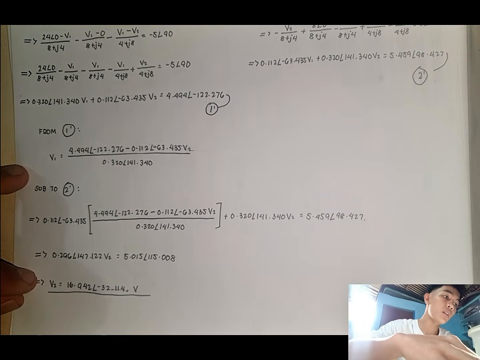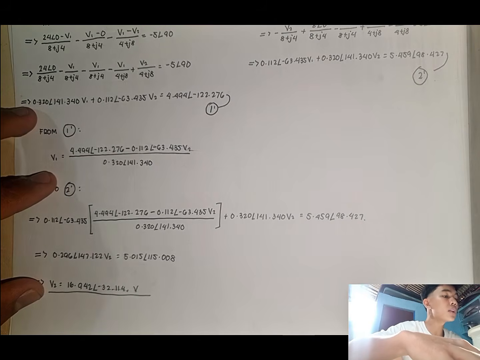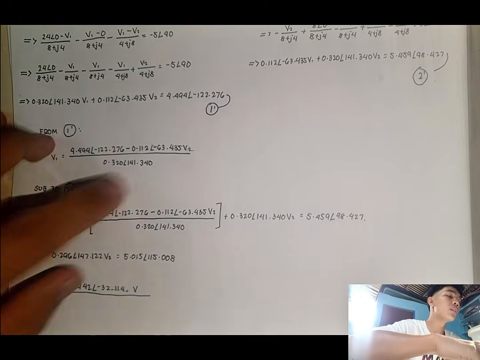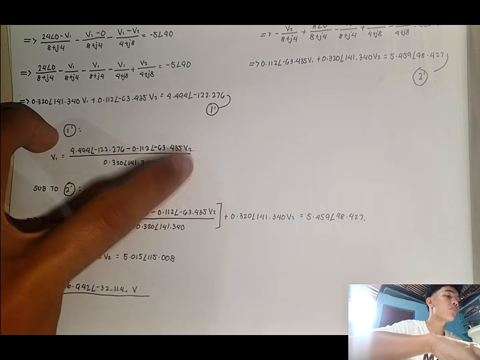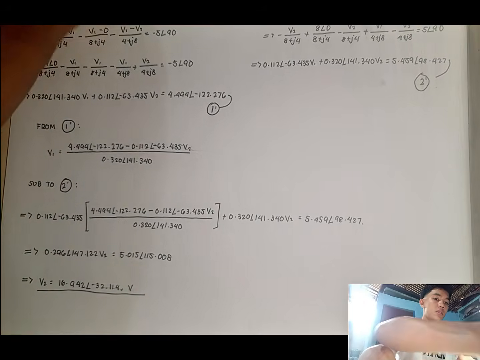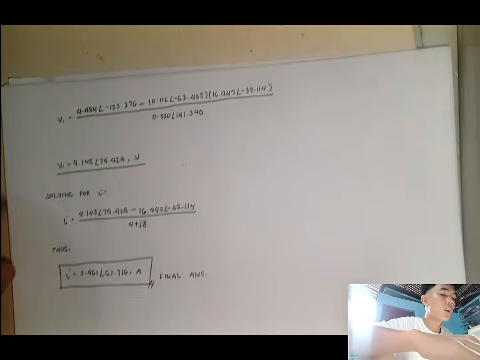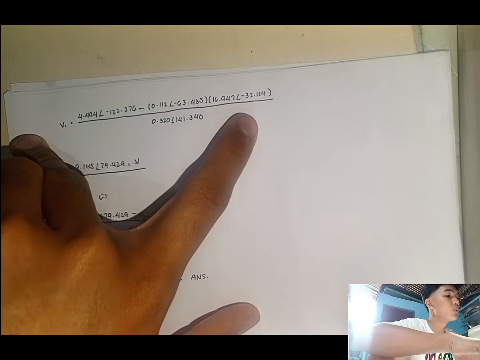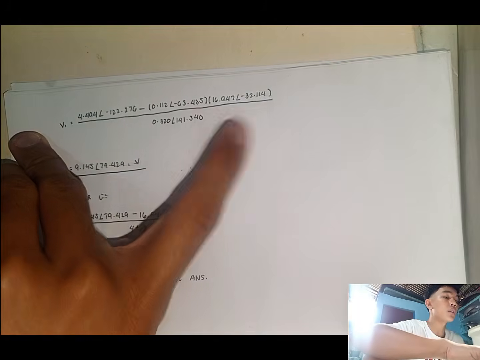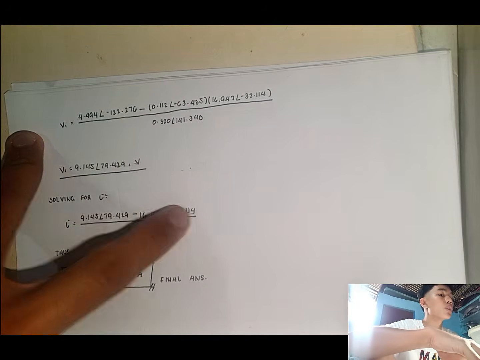Next step, to find the value of V sub 1, we substitute the value of V sub 2 into equation 1 prime. Here, V sub 2 has been substituted. Then, via calculation in the calculator, we obtain the value of V sub 1 of 9.145 angle of 79.429 volts.